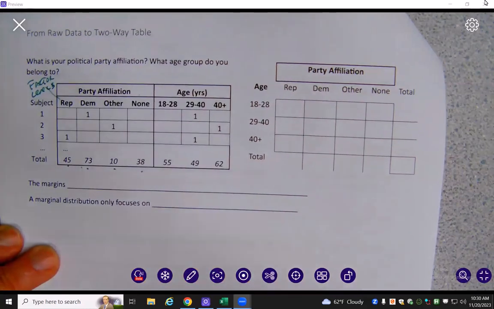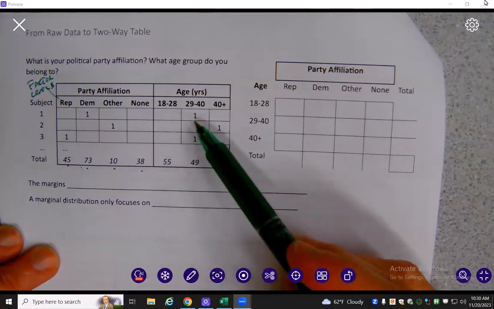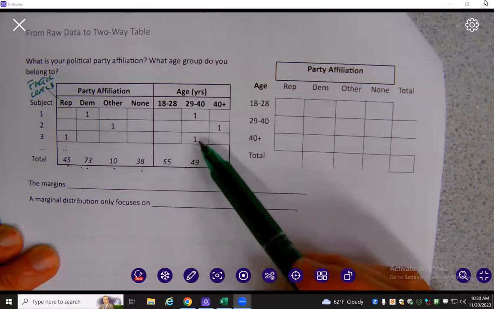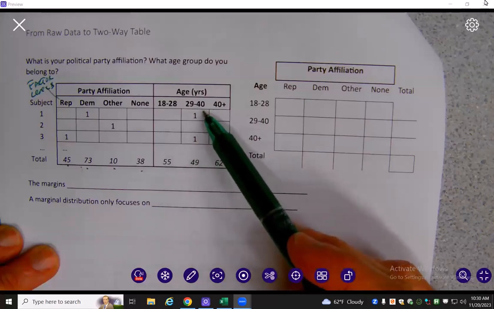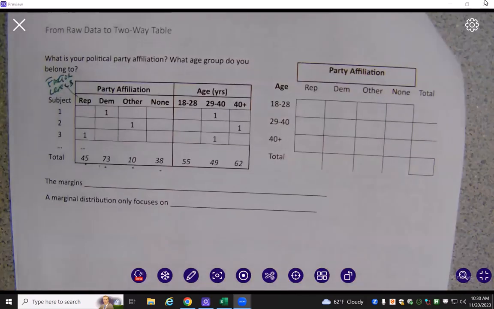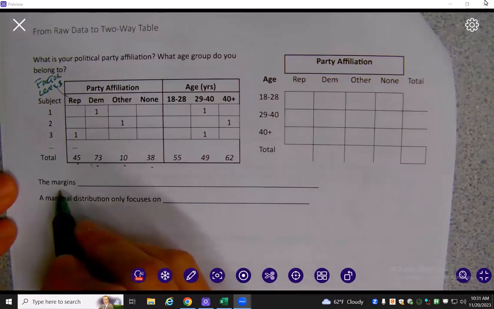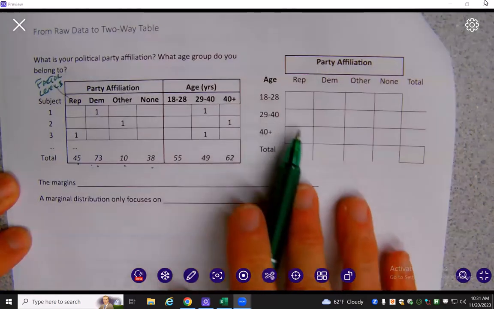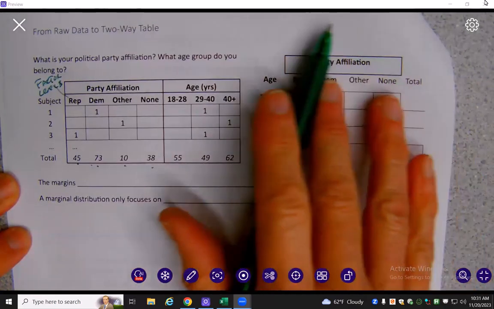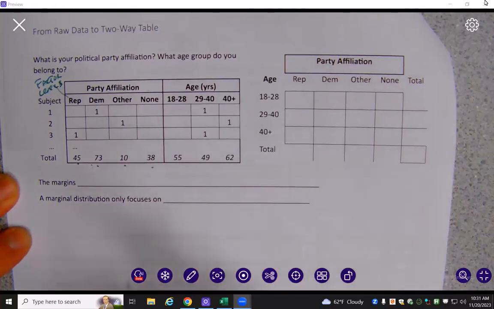And again, when we look at age, 55 in this group were 18 to 28, 49 people were in the age group 29 to 40, and 62 were in the 40 plus. So again, person after person just puts it, and this is just summarizing everything. Let's talk about the margins, because we're about to create this table. This is what is known as a two-way table or contingency table, but I want you to see where things come from.